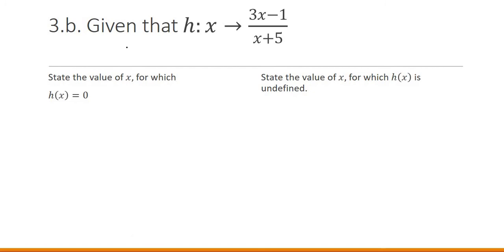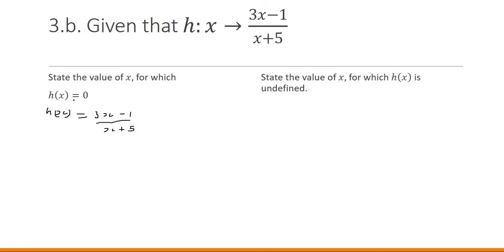So 3b, given that h of x is mapped onto 3x minus 1 all over x plus 5. State the value of x for which h of x is equal to 0. So we know that h of x is equal to 0, and we also know that h of x is equal to 3x minus 1 all over x plus 5.